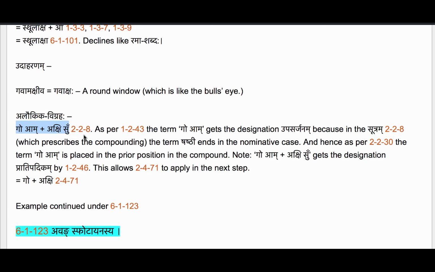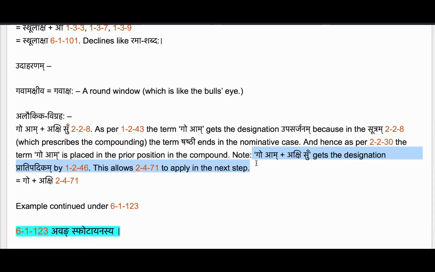Compounding prescribed by Sutram 2.2.8 Shashti. This is a Shashti Tatpurusha compound. Now as per Sutram 1.2.43, Prathama Nirdishtam Samasa Upasarjanam, the term gav am gets the designation Upasarjanam because in the Sutram 2.2.8, which prescribes the compounding, the term Shashti ends in the nominative case. And hence as per 2.2.30, the term gav am is placed in the prior position in the compound. The Sutram 2.2.30 of course says Upasarjanam Purvam.